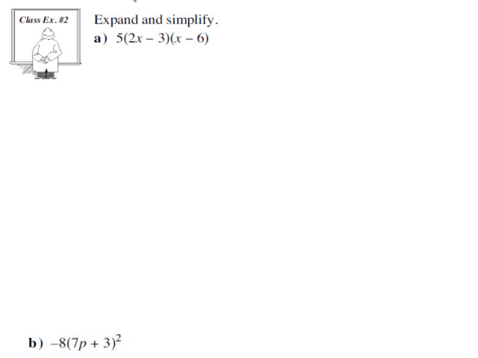Alright, so when I look at this problem, I see three things that are being multiplied together. There's a 5, a 2x minus 3, and an x minus 6. Because the order of multiplication doesn't matter if you've just got multiplication to do, you have a choice on how to solve this. You can either multiply the two binomials together, and then multiply your entire result by 5. Or you can figure out what 5 times 2x minus 3 is, and then multiply that whole thing by x minus 6.